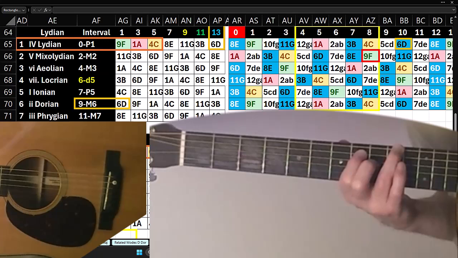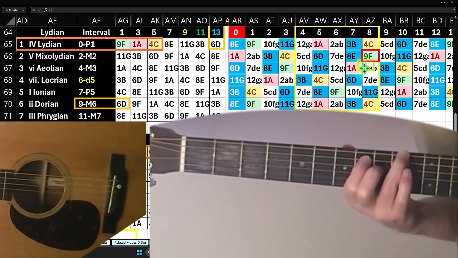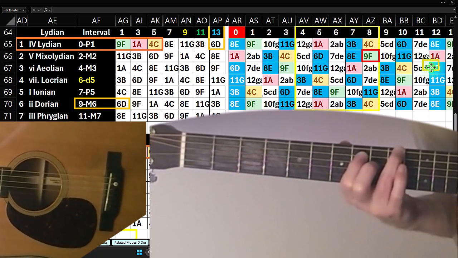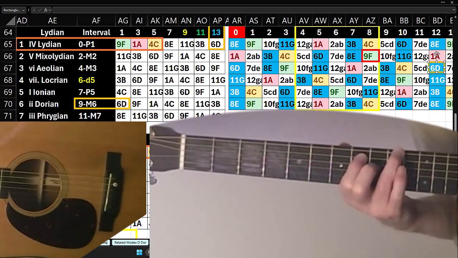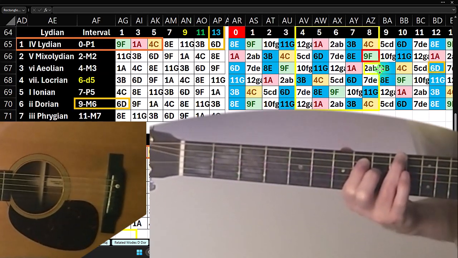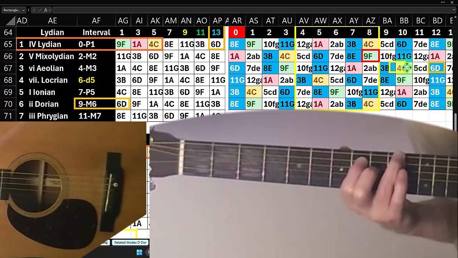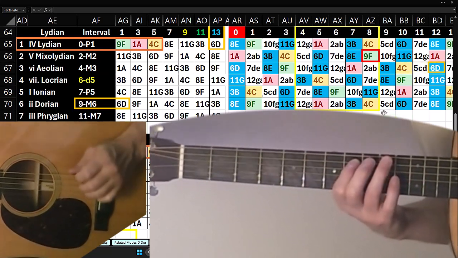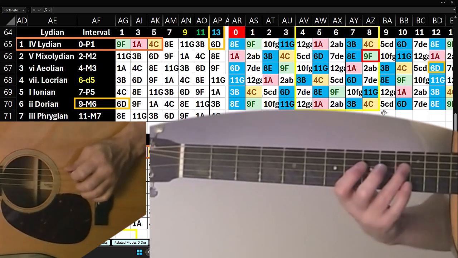Okay then, let's go down 1 string. Going down 1 string, we could see it right there. So it's going to be, counting that out, 5, 6, 7, 8, 9. So there it is. Let's count it out this way. 5, 6, 7, 8, 9.